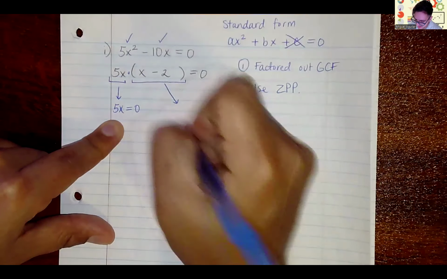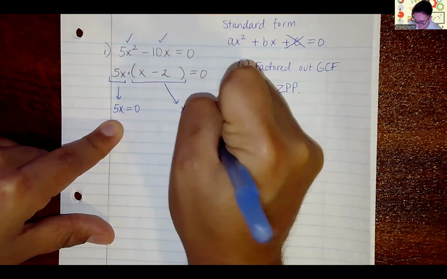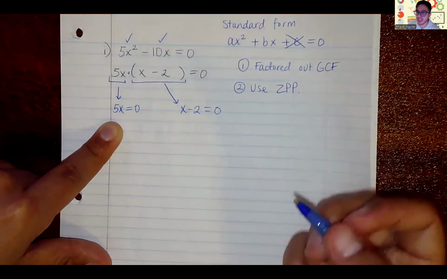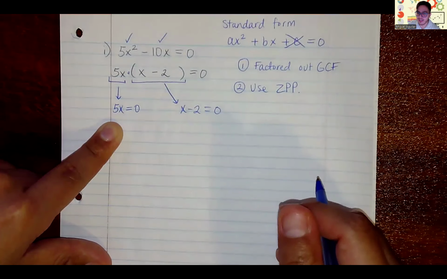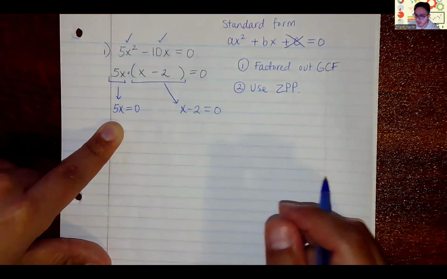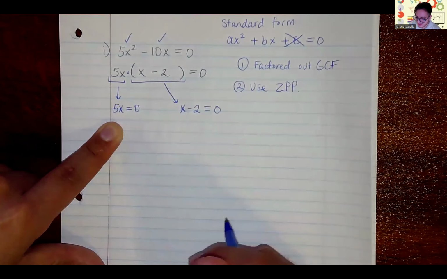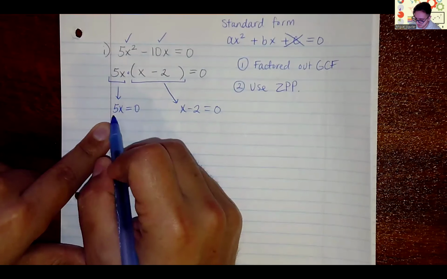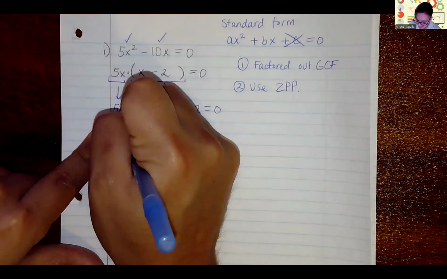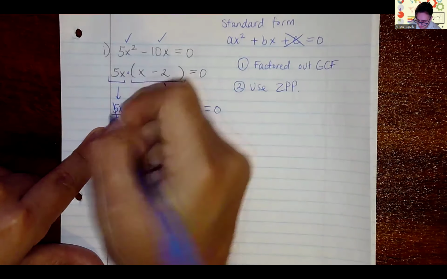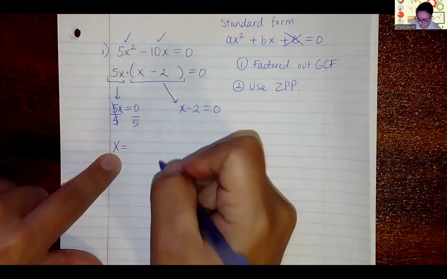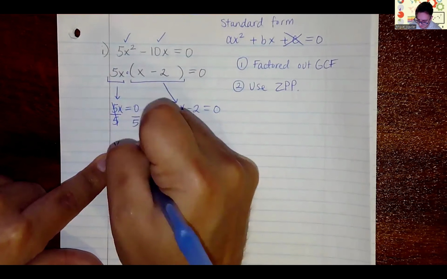Then we can take a look at this second factor, x minus 2, and set that equal to 0. So even though it's kind of simpler than the last three examples that we looked at, we're really still using the same process. Okay, so let's solve these linear equations. Well, it may seem deceptively simple, but all we need to do here is divide by 5 so that we can get the x by itself. So 5 divided by 5 cancels out to 1. We have x is equal to, and then 0 divided by 5 is 0.